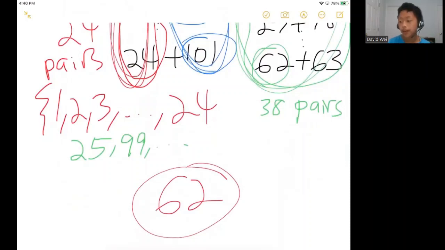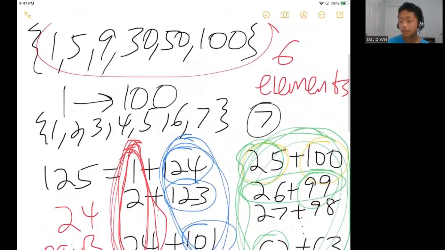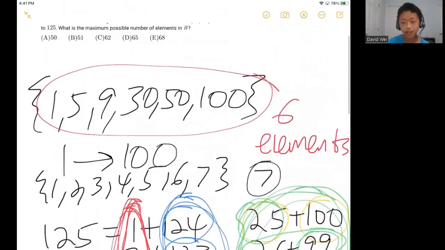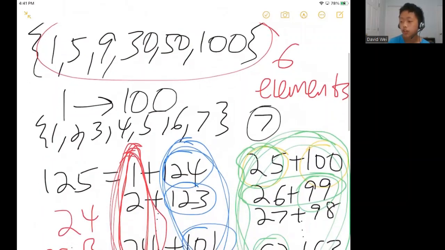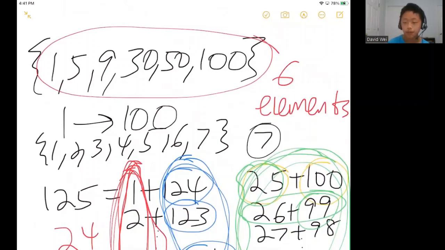Yeah, and this is a very common kind of question. A lot of times you have some numbers and they say, suppose you want to choose as big of a subset of these numbers as possible that satisfies some condition. Like in this case, the condition was no 2 elements sum to 125. A lot of times you have to think about how you can optimize it. And this trick of grouping things together is often a pretty powerful strategy.